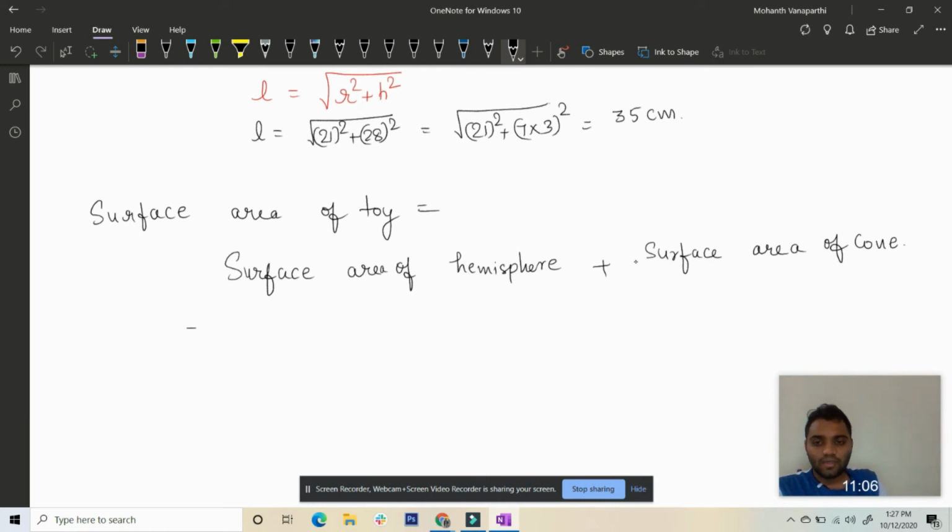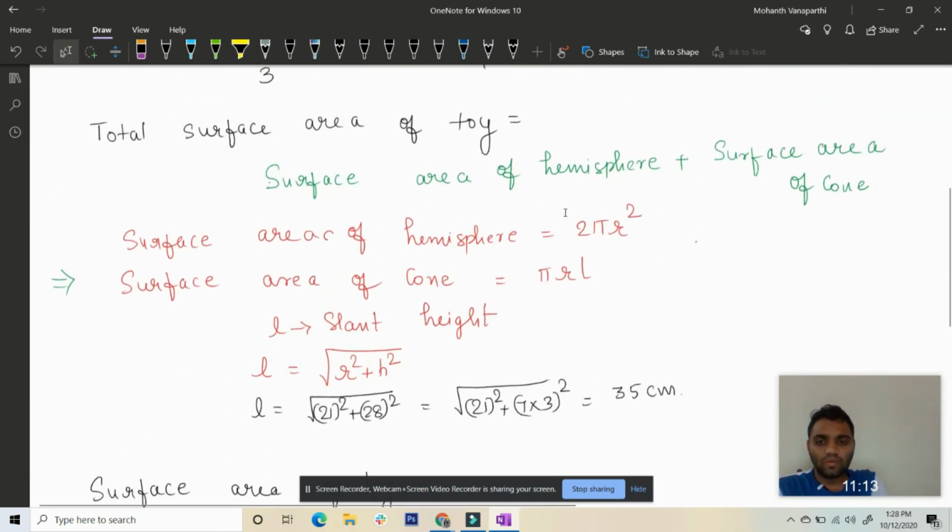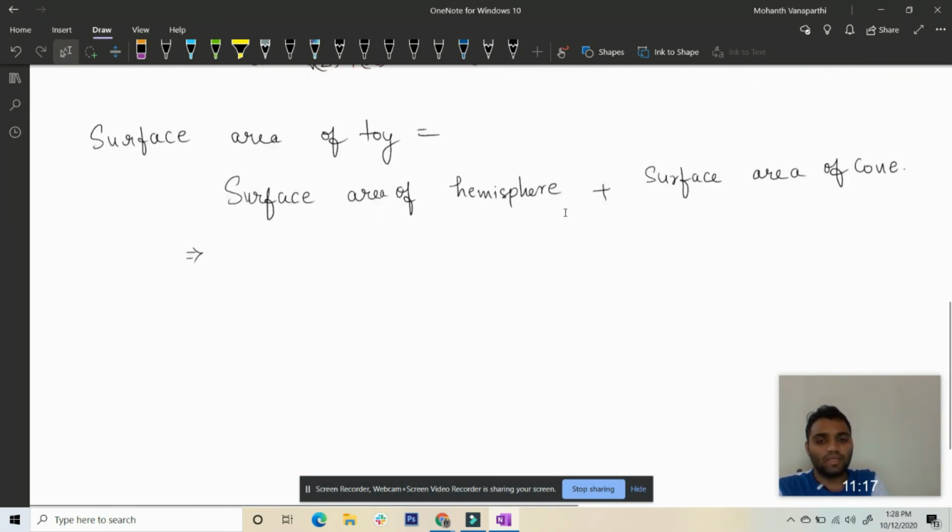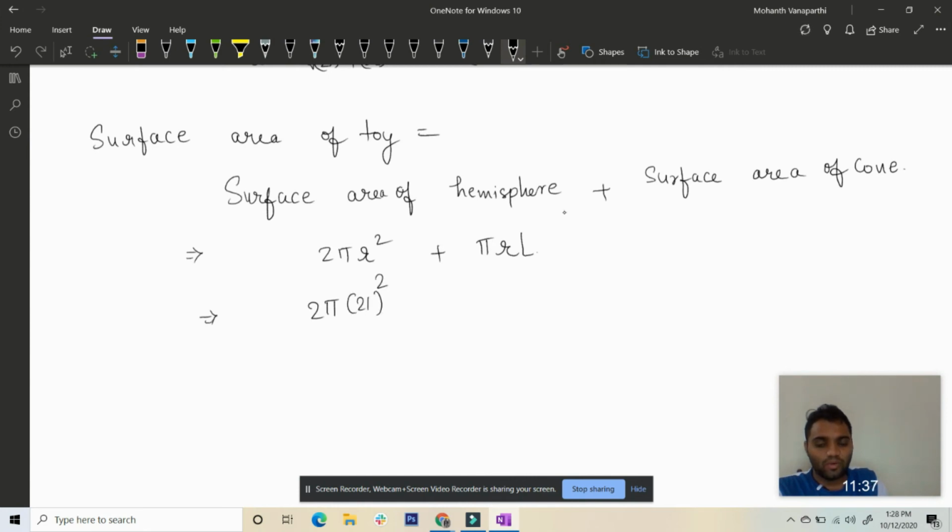So finally the formula, we know that surface area of cone is pi rl and surface area of hemisphere is 2 pi r square. Let us substitute that: 2 pi r square plus pi rl. We got L as 35 and R we know is 21. Substituting the values of R and L in the above expression, 2 pi 21 whole square plus pi into 21 into 35.